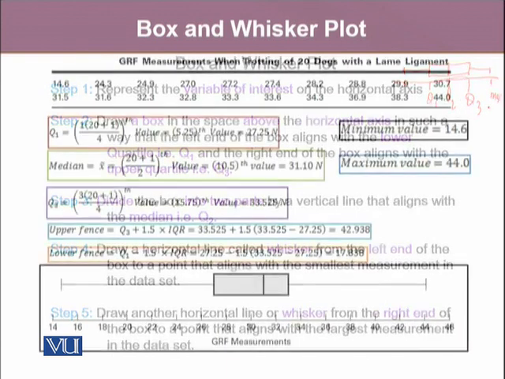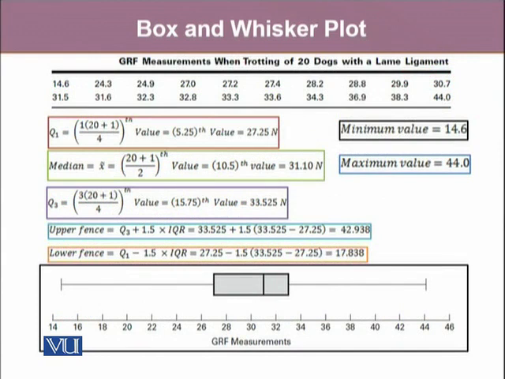Let's take an example of GFR measurements, where our Q1 is 27.25, median is 31.10, and Q3 is 33.525. Upper fence is 42.938, and lower fence is 17.838. The minimum value is 14.6 and the maximum value is 44.0. If we look at the box plot down there, you can notice that this value is Q1, this value is Q3, and this value is Q2. This value is the minimum value, which is 14.6, and this value is the maximum value, which is 44.